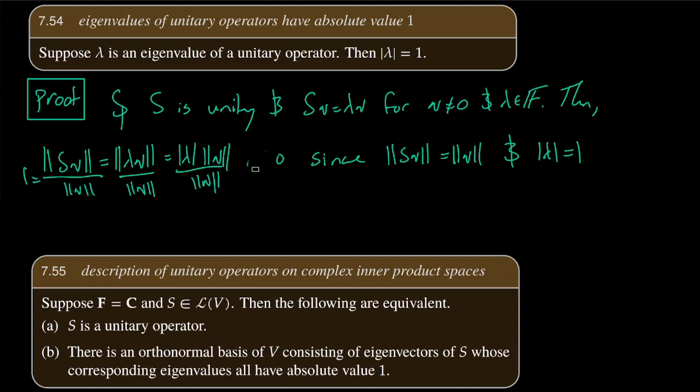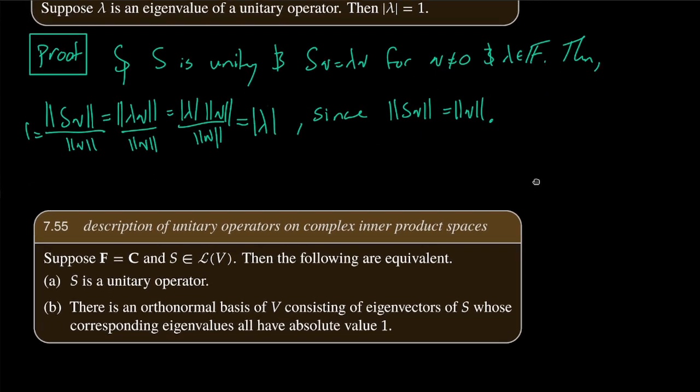I'll even say this all at once here in a nicer, clearer way. There we go. This is a cleaner way of writing it. So we just showed that 1 is equal to the modulus of lambda since the norm of Sv is the same as the norm of v. Okay, bada boom. Not bad at all. Okay.